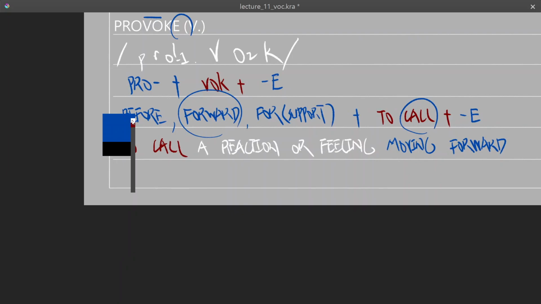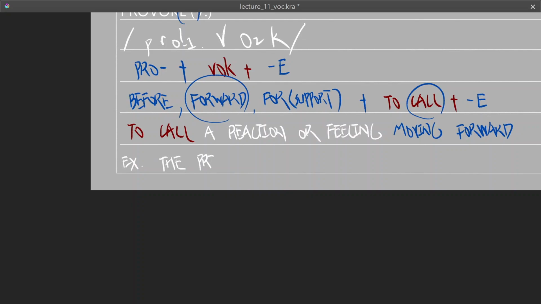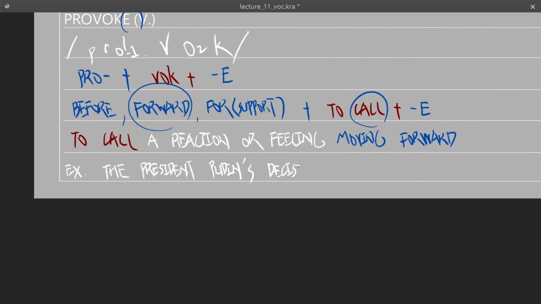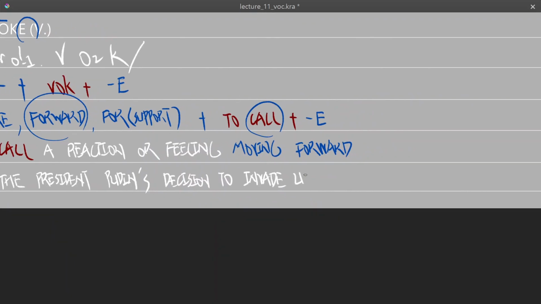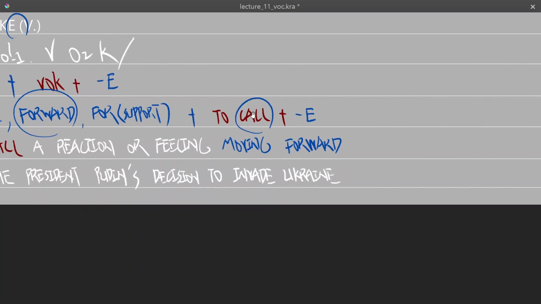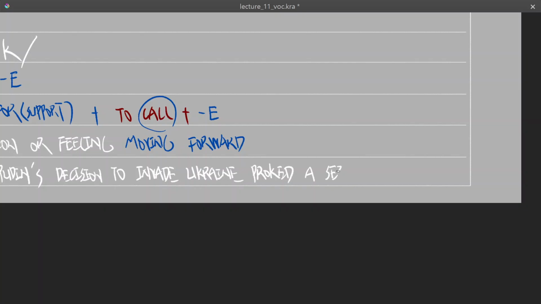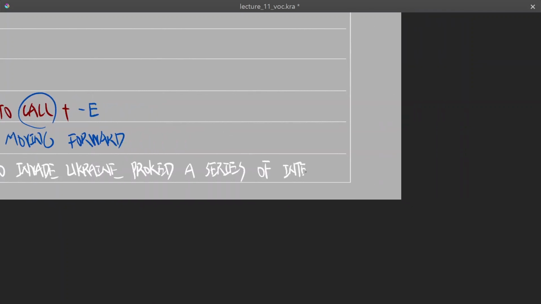Provoke. So for example, let's say Putin's decision to invade Ukraine provoked a series of international sanctions.